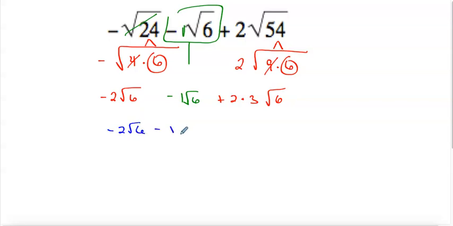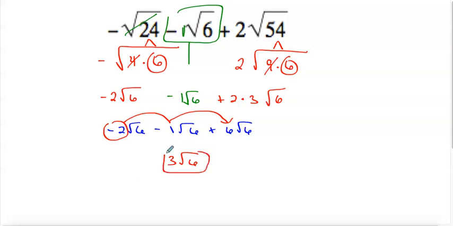So simplify this one more time. I have 2 radical 6 minus 1 radical 6 plus 2 times 3, 6 radical 6. So they all have the radical 6 here. Awesome. So all I'm going to do is negative 2 minus 1 is negative 3, and negative 3 plus 6 is 3 radical 6. That's my final answer.